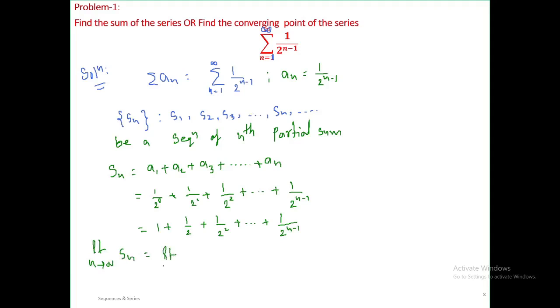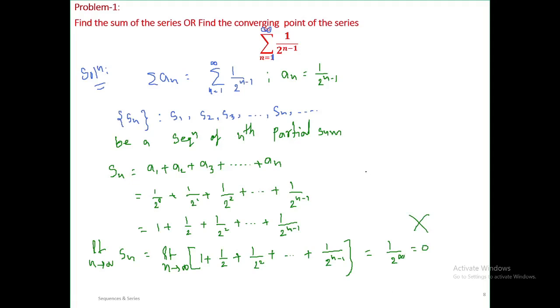The limit as n tends to infinity of 1 plus 1 over 2 plus 1 over 2 square and so on plus 1 over 2 raised to n minus 1. One of the students asked about the same problem, but she is asking only about the last term. She directly wrote 1 by 2 power infinity, which is 0, but this is absolutely wrong. See, you are concentrating on the last term only.